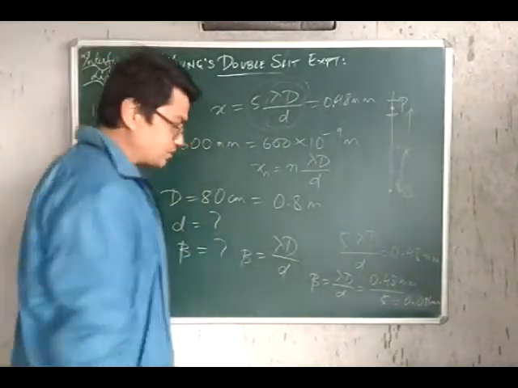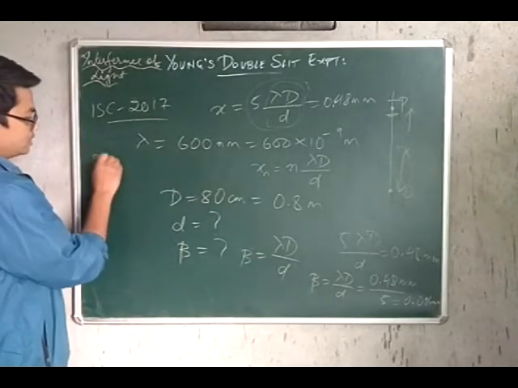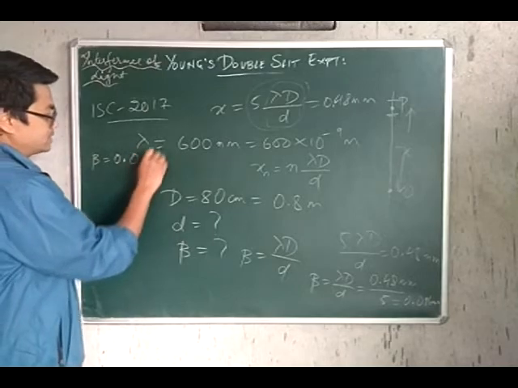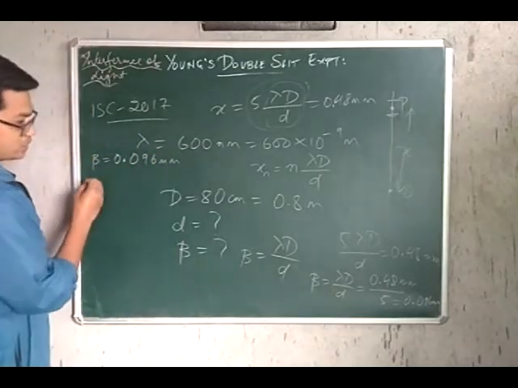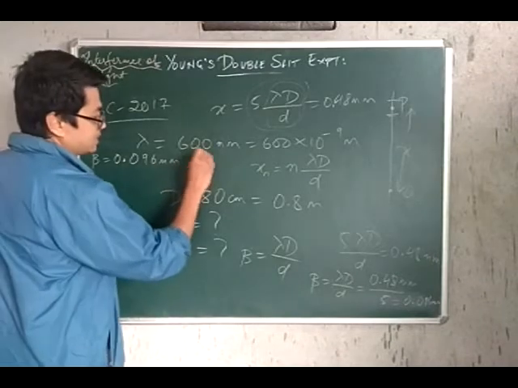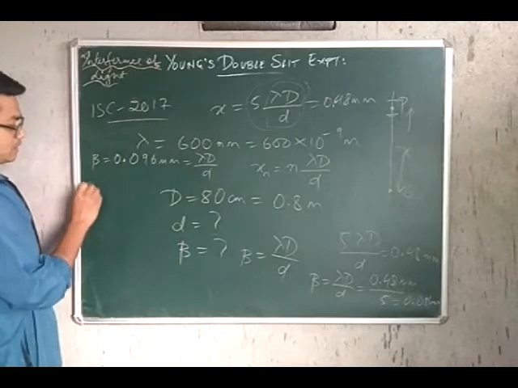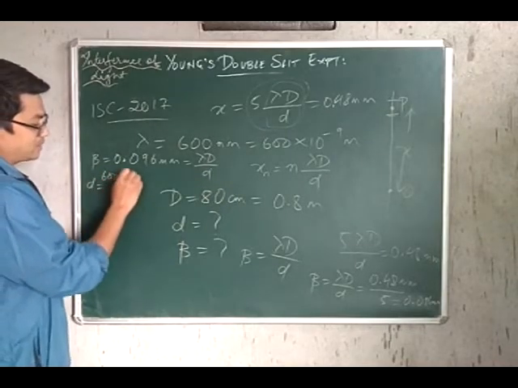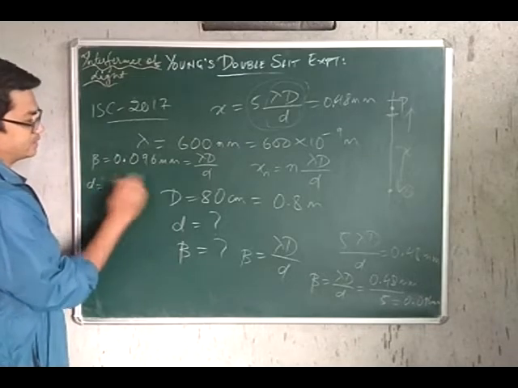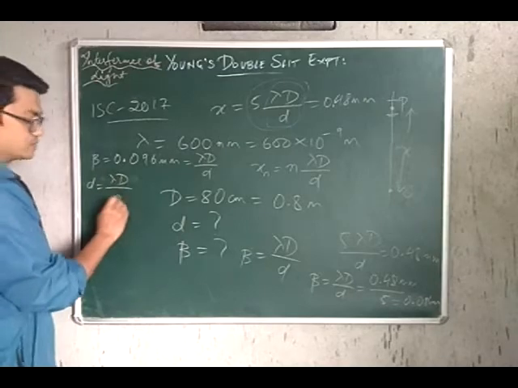Now once you've got your fringe width, 0.096 mm, this is the fringe width, which is lambda capital D by small d. Now we need to find small d. Small d will be lambda capital D by the fringe width.